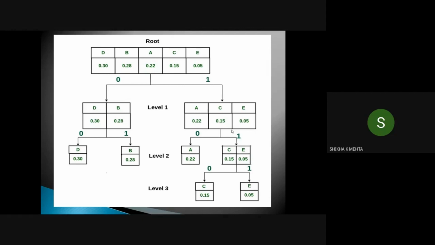So if we have to find out the code, you can start from the bottom also. What is the code for C? 1, then 1, and then 0. And the code for E is 1, 1, and 1. So we are moving from left to right and right to left.